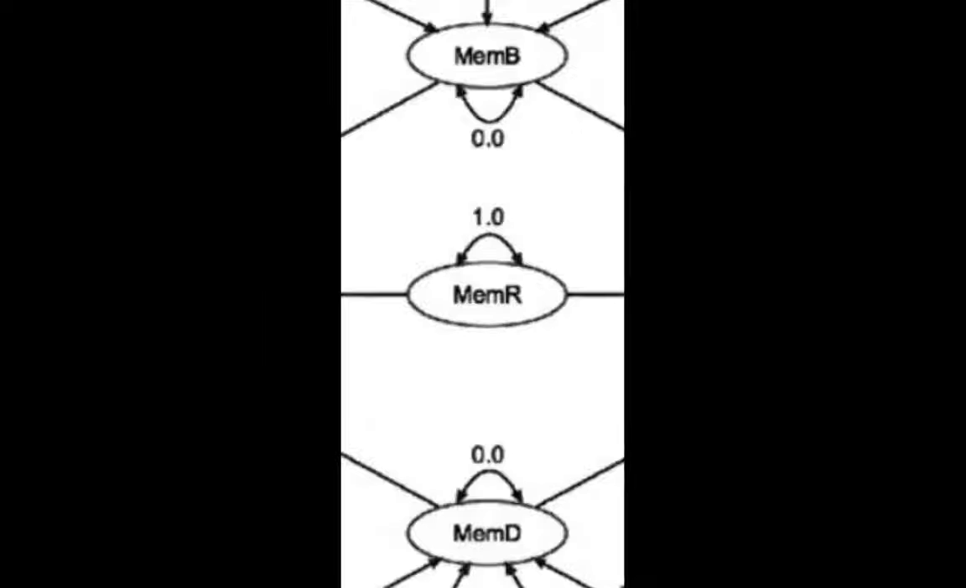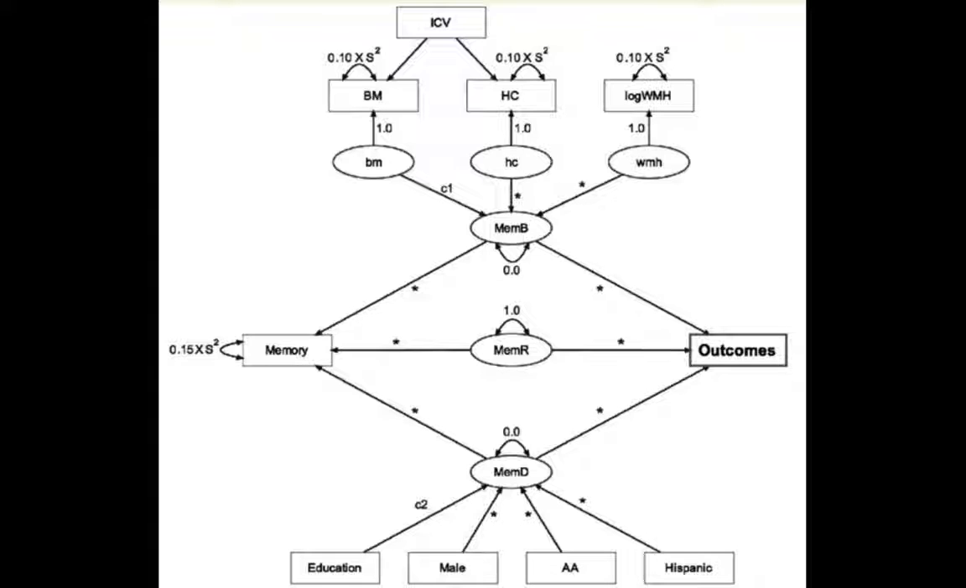Okay, so there's two formative factors, MEMB that has indicators BM, HC, and WMH, and MEMD has indicators education, a dummy coded variable for sex, male equals 1, female equals 0, and dummy coding for race, ethnicity, AA equals 1, or AA Hispanic. Non-Hispanic white would be zeros on both of these variables.